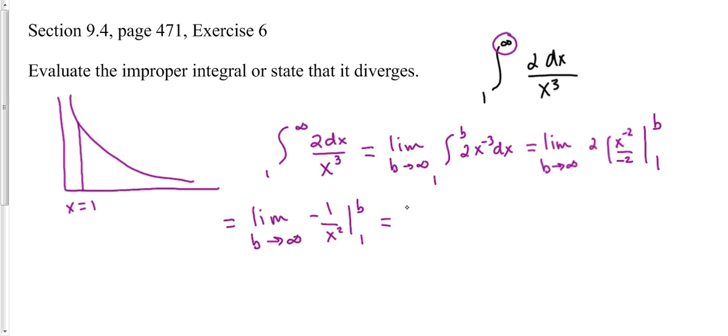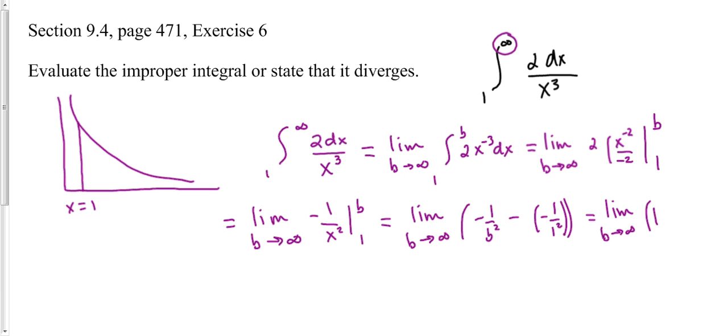And now we're ready to substitute in. So we're going to have the limit as b goes to infinity of negative 1 over b squared minus negative 1 over 1 squared. And when we rearrange this a little bit, we're going to have the limit as b goes to infinity of 1 minus 1 over b squared. And when we actually substitute in for the limit, when we let b go to infinity, 1 over b squared is going to go to 0. And that means that our integral is going to be equal to 1.